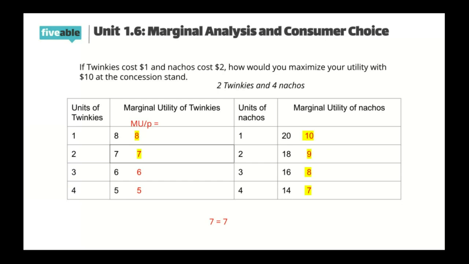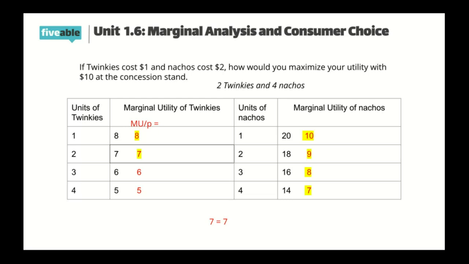Then I'm going to get the second nacho because it's 9 utils per dollar, or marginal utility per dollar. Because I've taken that 18 and divided by the $2 for the nachos, I get 9, and I want that. Well, I want the third too, because if I take that marginal utility of 16 and divide it by the $2 price, I get 8. But I still have money left over because I've only used $6. I've got $4 left. Now I want the next best thing, which is the first Twinkie because it's 8 utils. Yay, I'll take it. And then I want to grab the second Twinkie because it's 7.